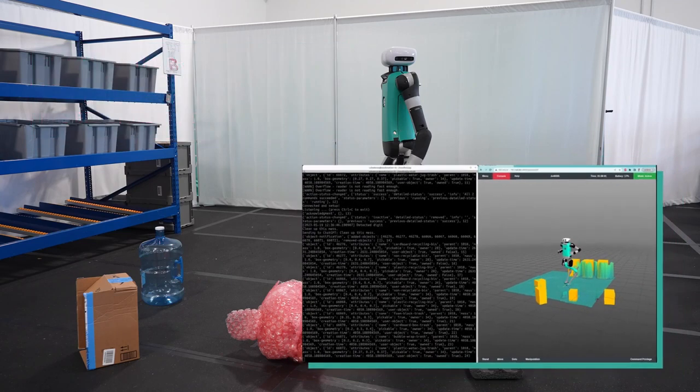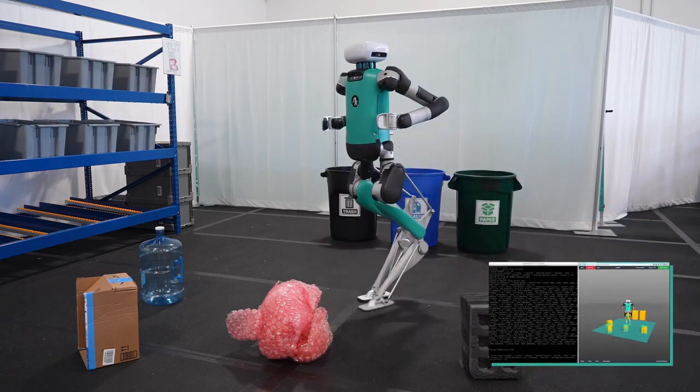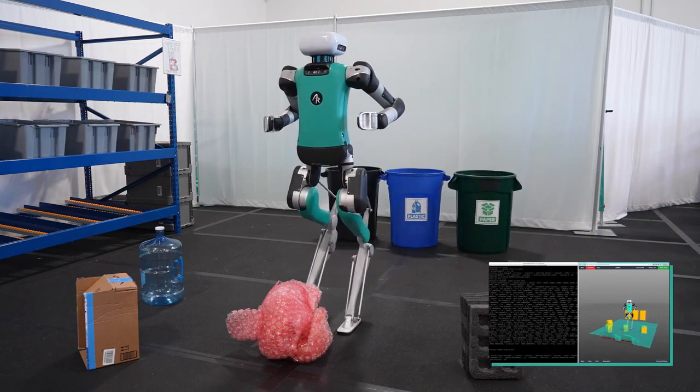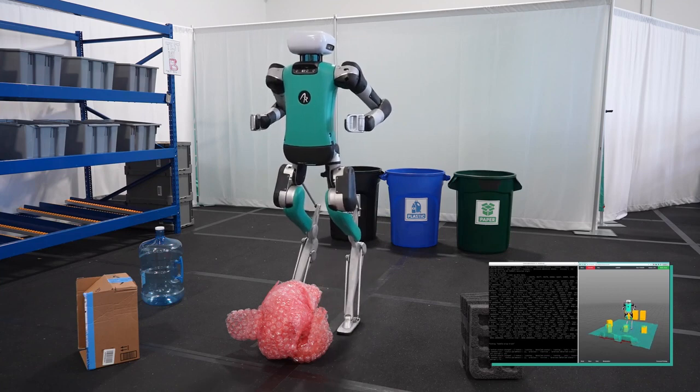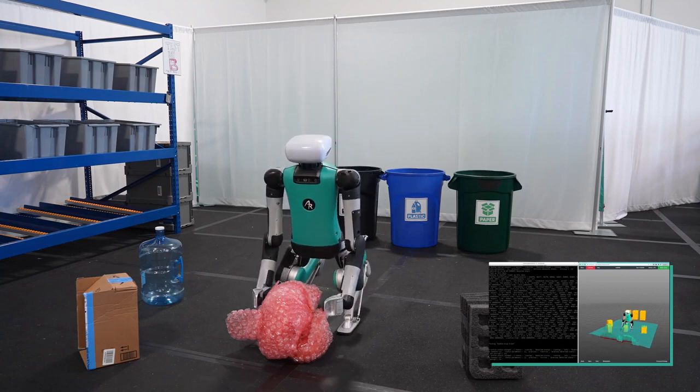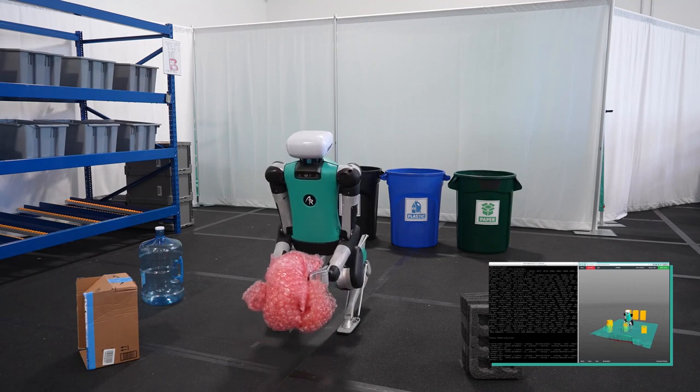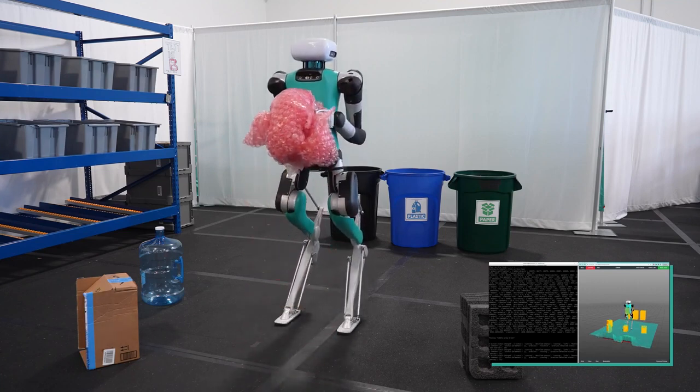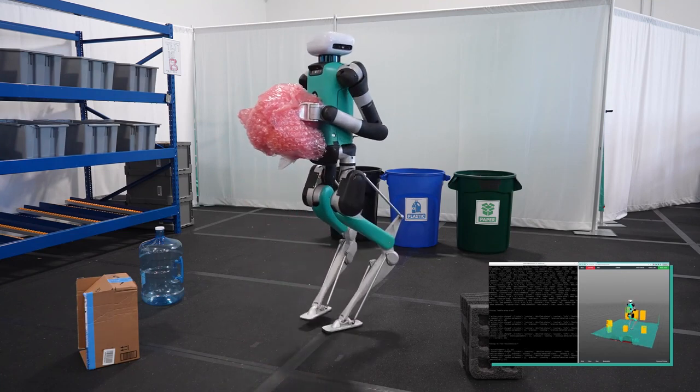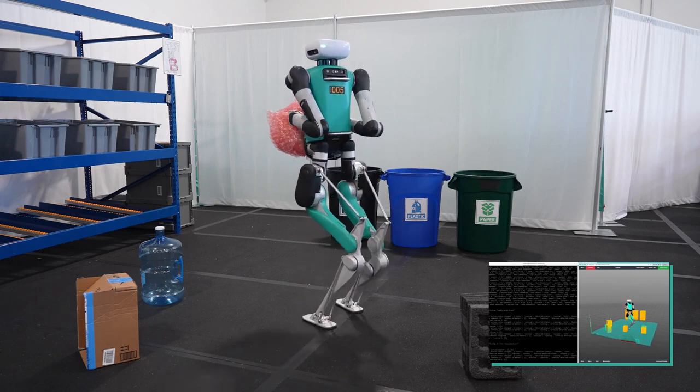At this point, Digit makes a prompt to an LLM that solves for what it can do to satisfy this voice command given its physical intelligence around how it can interact with the world. The prompt is specially constructed so that Digit can interpret the response of the LLM as a set of actions it can take in the world.